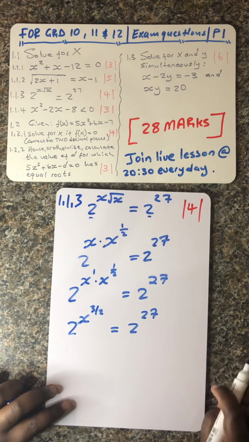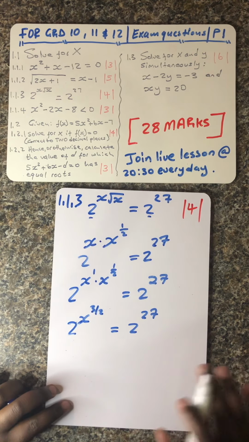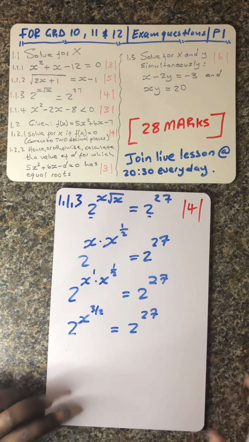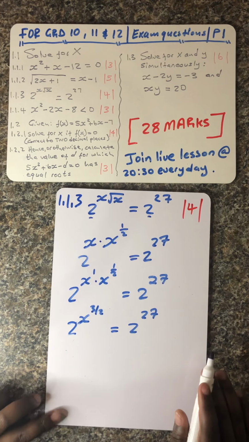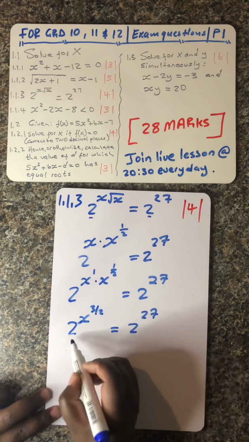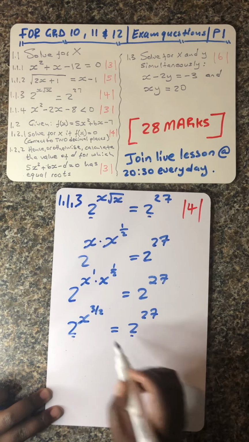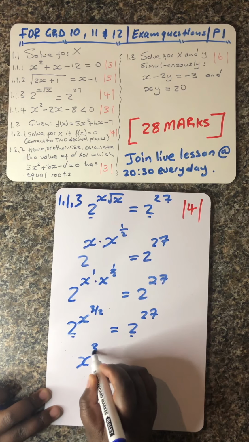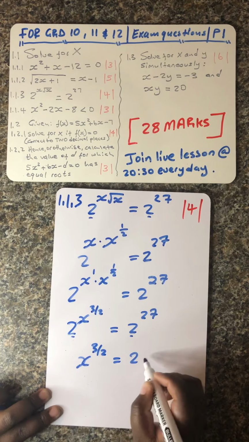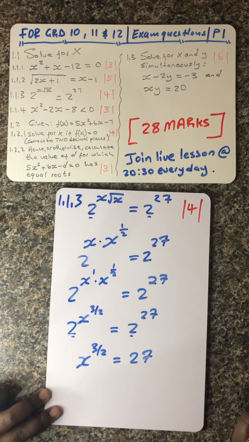So guys, I hope you do understand what I'm doing here. Otherwise, if you don't understand, I would encourage you to watch the lesson that I've done today at 1 o'clock. That's when you will have a full understanding of exactly what I'm doing here. Because the bases are the same, I can just drop them and focus on the exponents. So that means x to the exponent 3 over 2 is equal to 27. I hope you agree with me on that one.